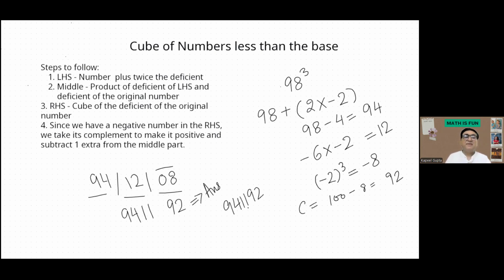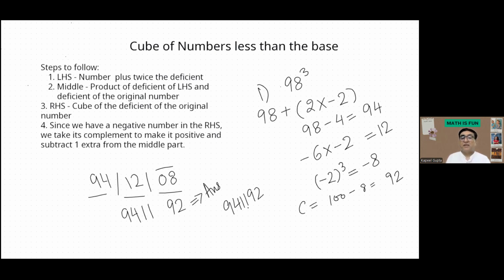Pretty simple. Let me explain that to you once again. The original number, that is the question that I took, was 98 cube. For the left hand side, number plus twice the deficit: 98 minus 100 becomes minus 2. Twice the deficit, 2 into minus 2, is minus 4. I basically added minus 4 to 98. So I got 94. That is the left hand side number. For the middle part, I found the product of the deficit of the left hand side number and the deficit of the original number. Original number was 98. The left hand side number was 94.